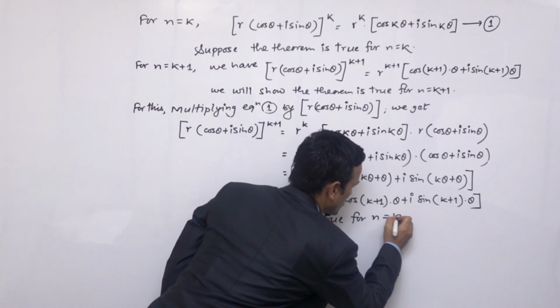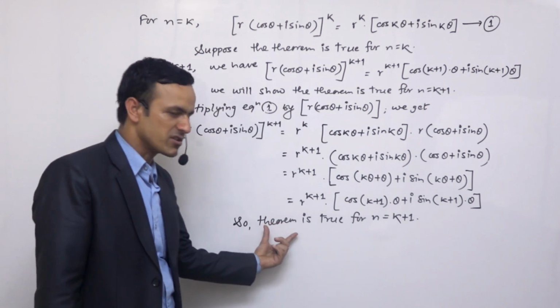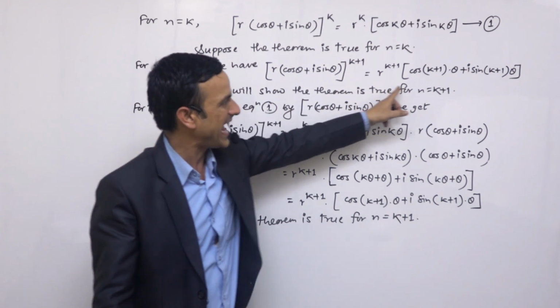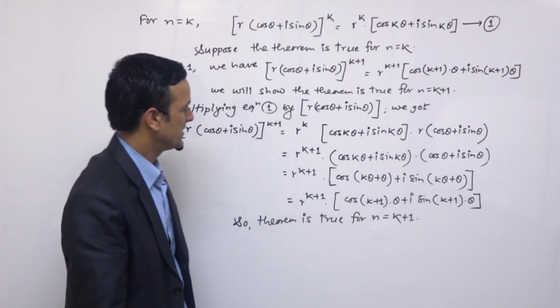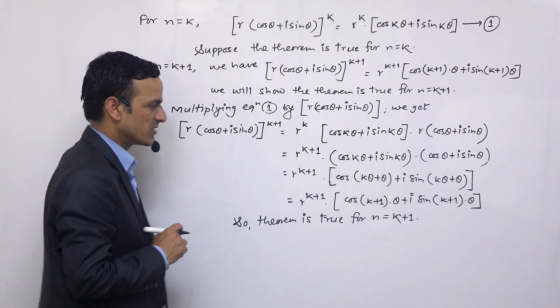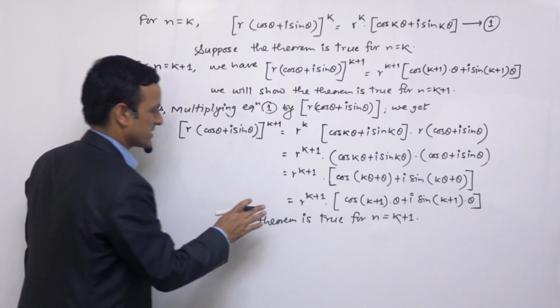For n is equal to k plus 1. So from this we can conclude that the theorem is true for n is equal to k plus 1. Here is power k plus 1, here is also power k plus 1. So even when we put k plus 1 in place of n, this theorem is true.